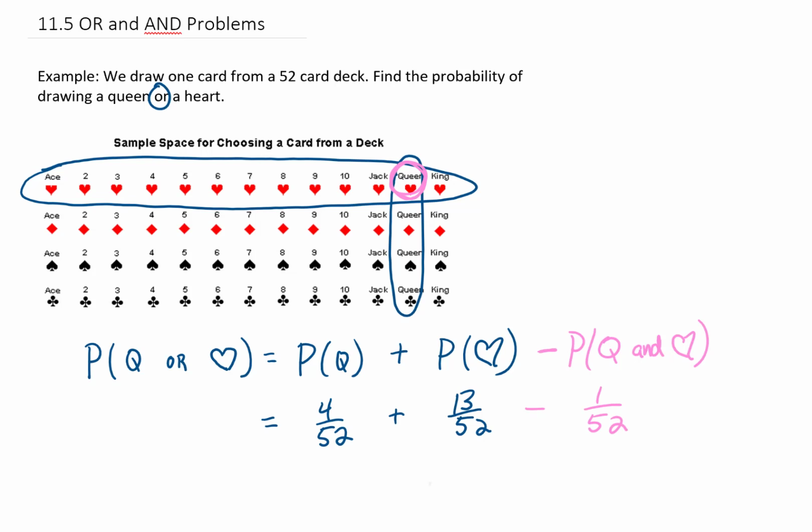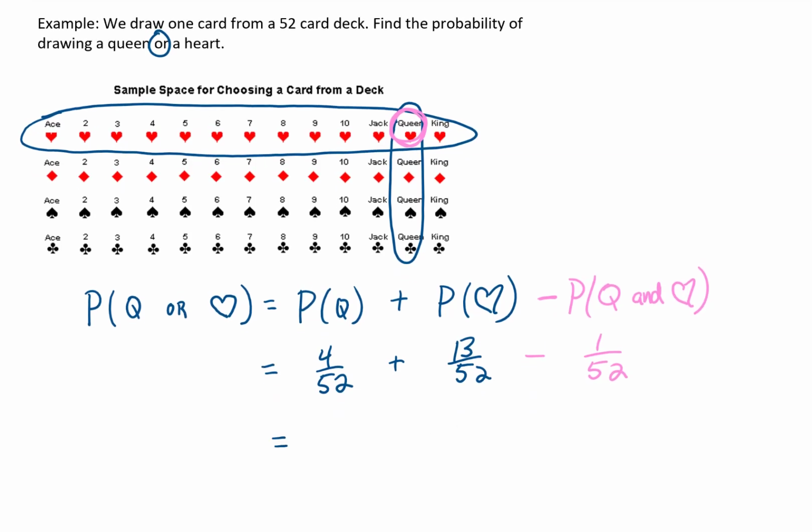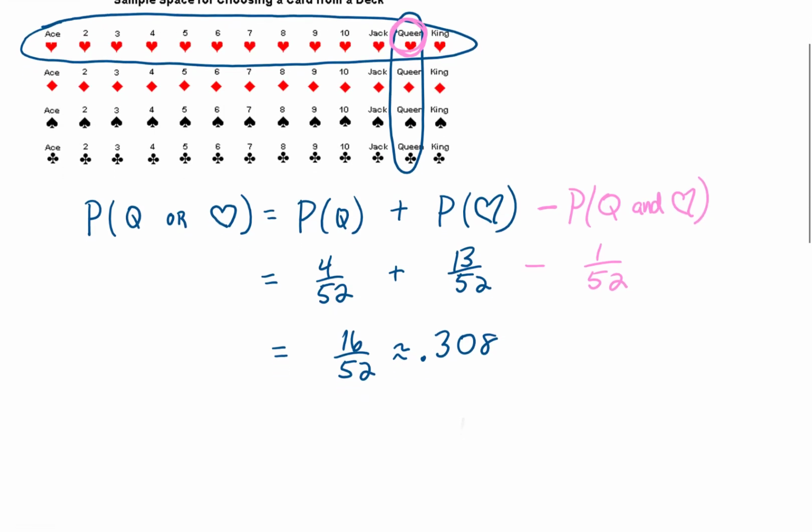And adding these numbers is going to give us the correct probability. They all have the same denominator of 52, so we can just add 4 plus 13, subtract 1. I'm getting 16 over 52, which is a probability of approximately 0.308. Now this example leads us to a general formula.